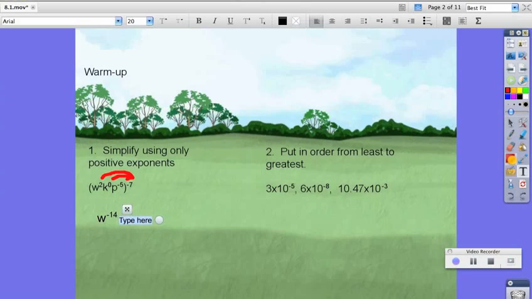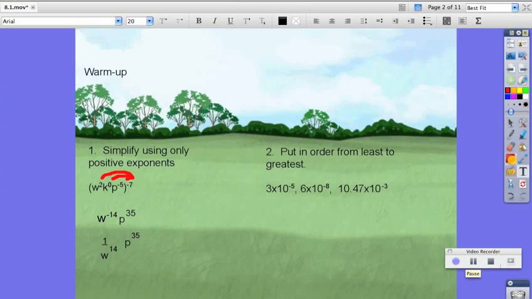So we get -14, and in K^2, the 0 times -7 is going to be 0. So K to the 0, whatever to the 0 power is always 1, so we can leave that out. And then -5 times -7 is going to be 35. So it's going to be P to the power of 35. What can we do with a -14? We can flip it. So we get P to the power of 35 divided by W to the power of 14.